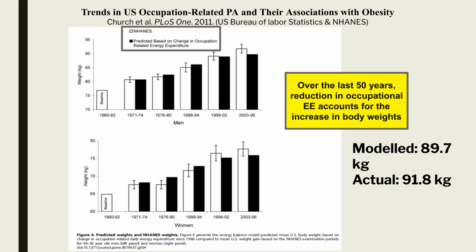We can see that the predicted values closely match the actual observed weight. Similar patterns were found in women. These results suggest that the long-term decline in occupational energy expenditure may help explain the increase in body weight at the population level over the past several decades.